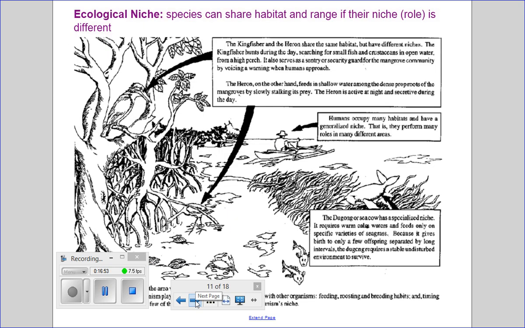So then the next thing I want to talk about is an organism's niche. Now, we've used this word before when we talked about trophic levels. What we're talking about here is the role of an organism. So their niche or their role or their trophic level, what they do in their ecosystem, has a lot to do with habitat and range. Species can share habitat and range if their niche or their role is different.